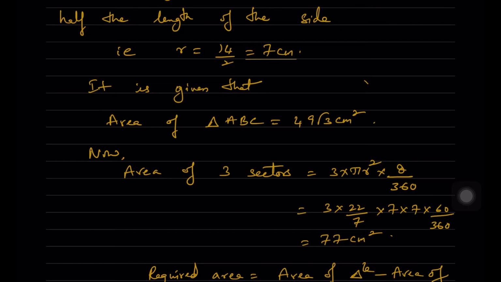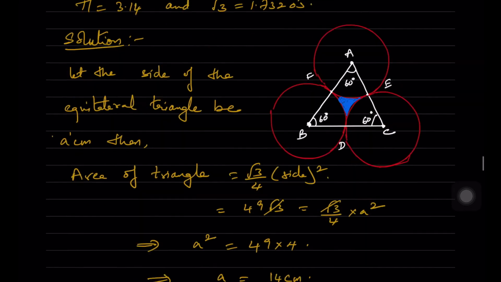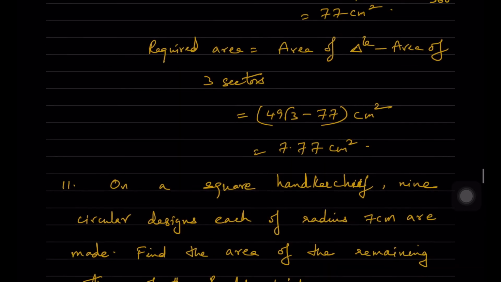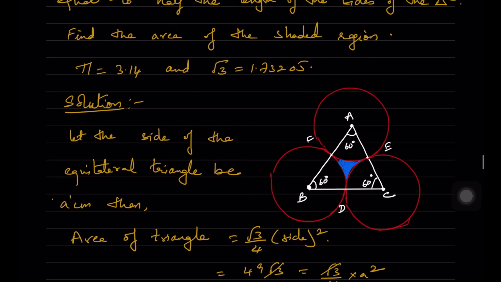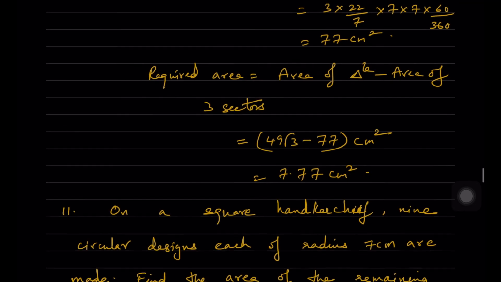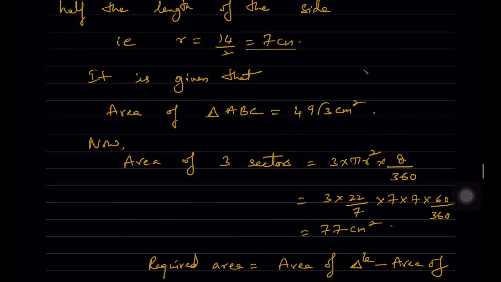So now the area of 3 sectors: you can see from the figure, you are having 3 sectors. So 3 into pi r square into theta by 360, because it's an equilateral triangle, you are having the angle as 60. So you are getting it as 77 centimeters square, the area of the 3 sectors. So required area is equal to area of triangle minus area of 3 sectors, which is equal to 49 root 3 minus 77 centimeters square, which is equal to 7.77 centimeter square.